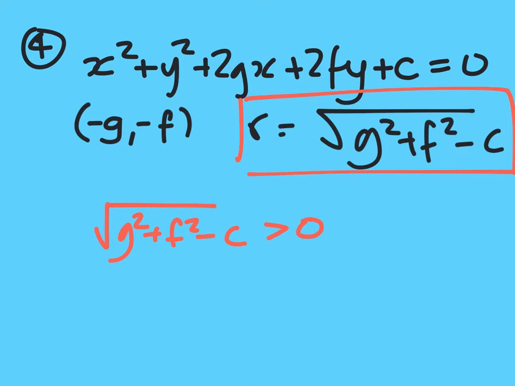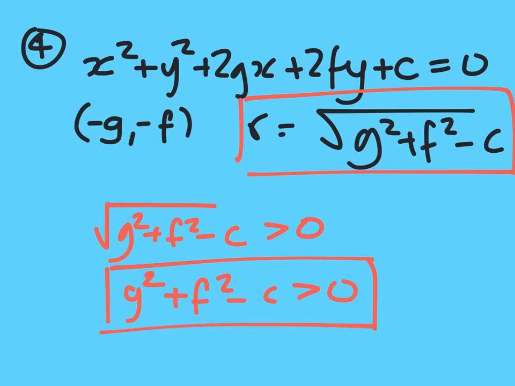Okay, now the only way this thing here can be bigger than 0, g squared plus f squared minus c, is if the bit inside the square root is bigger than 0, because you can't square root a negative. So we're going to work with this little formula here: g squared plus f squared, take away c, is bigger than 0.